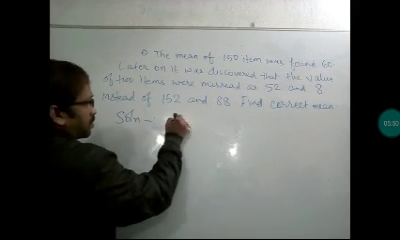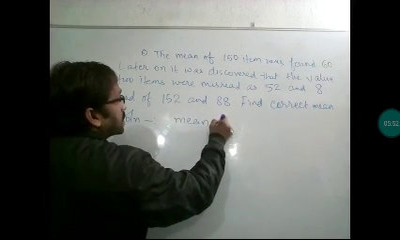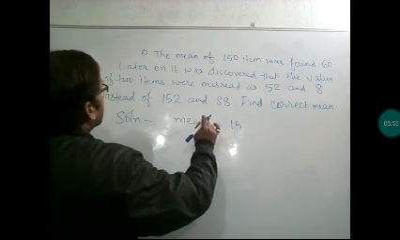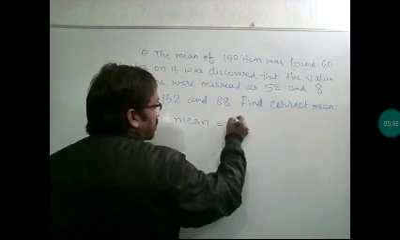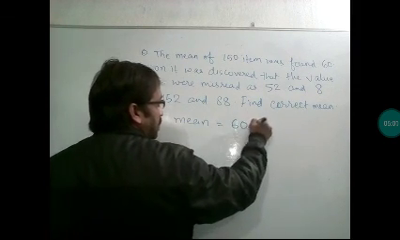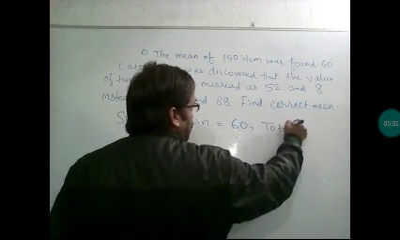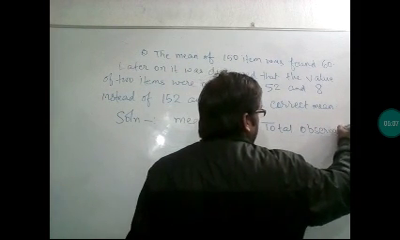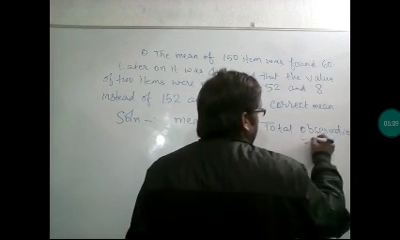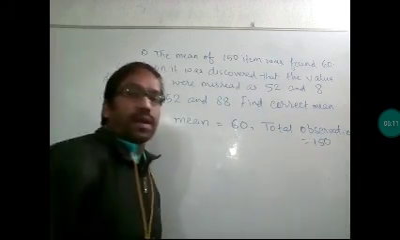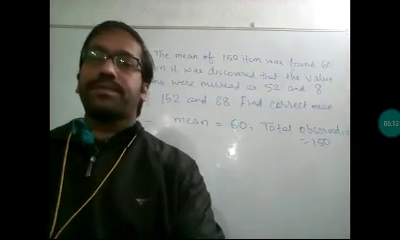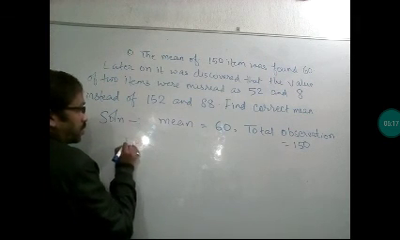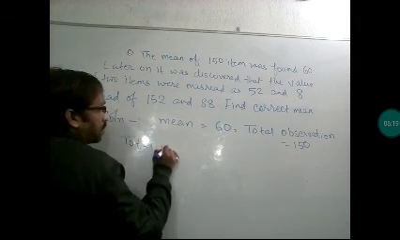What they have done is given us the mean, that is 60 only. Then the total number of observations is 150. It is given that the mean of 150 items, that means the total number of observations is 150. Clear? Then the mean is given and the total number of observations is given, so we can find the total value of these observations.